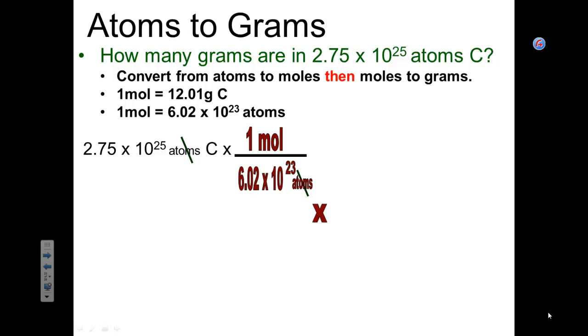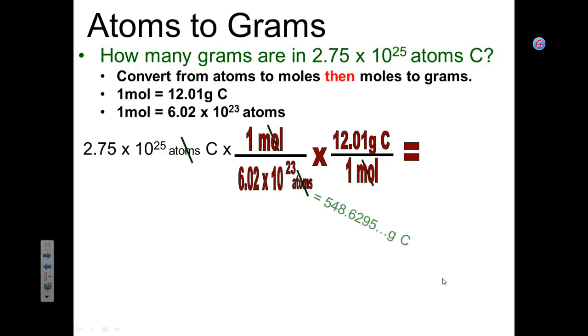We have one more step to accomplish. We need to get grams from moles, so we're going to multiply by the gram to mole ratio for carbon. That's 12.01 grams per 1 mole, and this allows us to factor out moles. With our calculator, we're going to divide 2.75 times 10 to the 25 atoms by 6.02 times 10 to the 23, and then multiply times 12.01, and that will give us 548.6295 and then some grams of carbon.